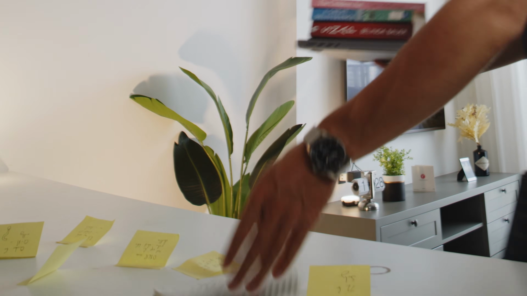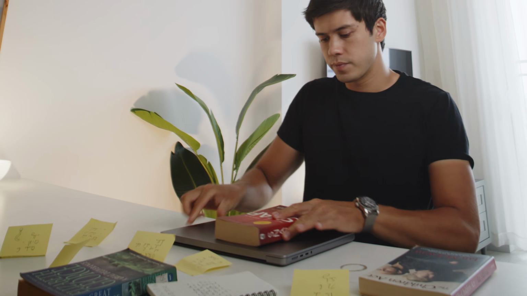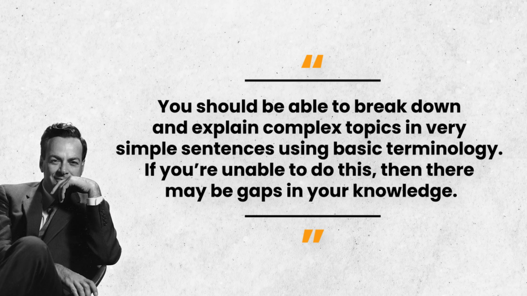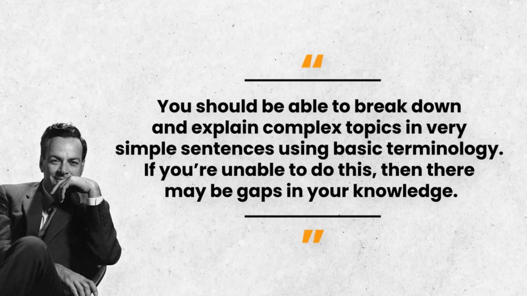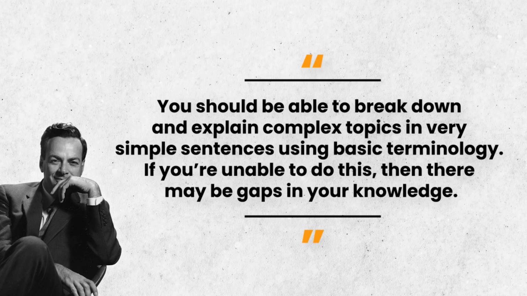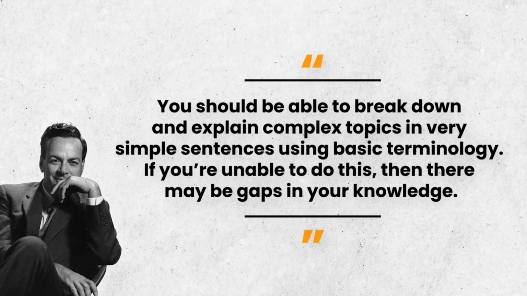A far more effective and smarter way of taking notes, to force your brain to process the information rather than just passively record it, is to first simplify it as much as you can. By simplifying the information, you're making sure you truly understand the concept. If you're not able to simplify it, then the chances are you don't really understand it on a deep level. It's what the late theoretical physicist Richard Feynman taught. You should be able to break down and explain complex topics in very simple sentences using just basic terminology. If you're unable to do this, then there may be gaps in your knowledge.